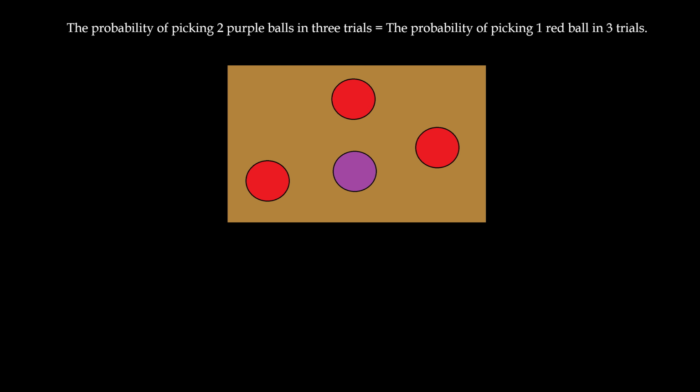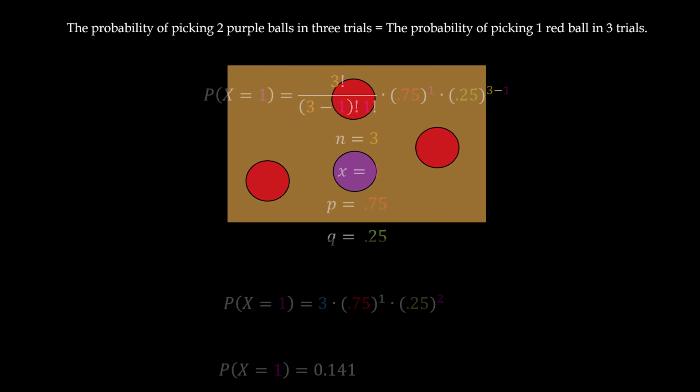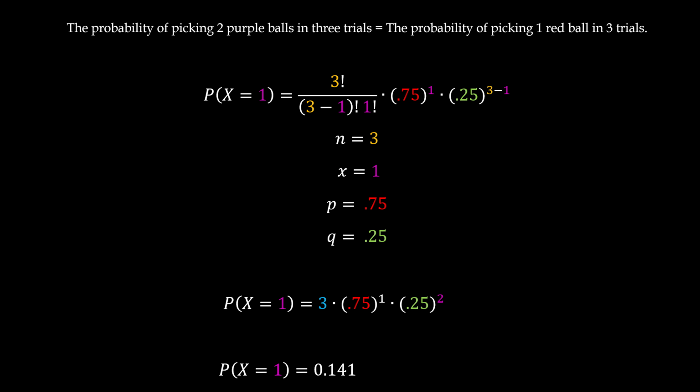Notice how instead of saying we want 2 purple balls in 3 trials, we could also say that we want 1 red ball in 3 trials. They mean the same thing since there are only 2 items that we can choose from. If we do the math, we will get the same result, so don't worry too much about what point of view you should be doing the calculations in. For binomial distribution, it doesn't matter.